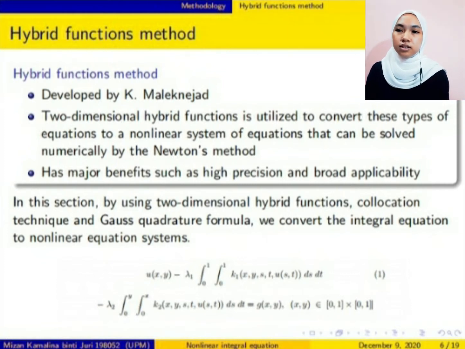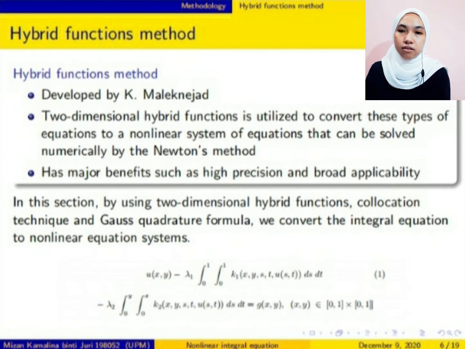This method is used to solve problems of nonlinear integral equations. This method is developed by K. Malijat, using hybrid functions method. Two-dimensional hybrid function is utilized to convert these types of equation to a nonlinear system of equations that can be solved numerically by the Newton's method. The hybrid functions method has major benefits such as high precision and broad applicability.